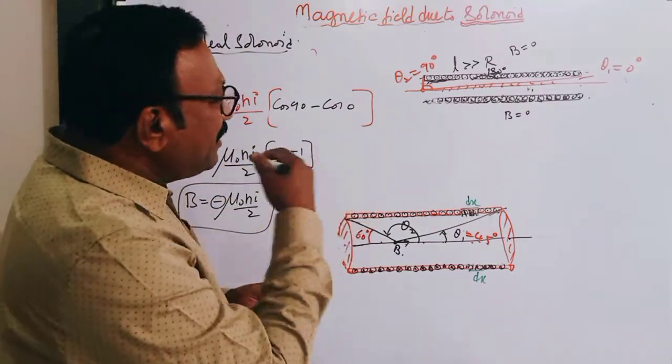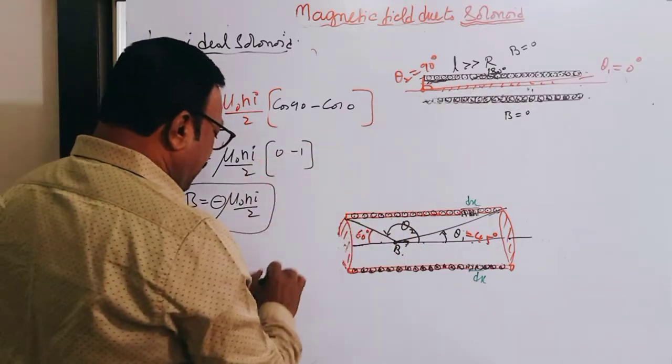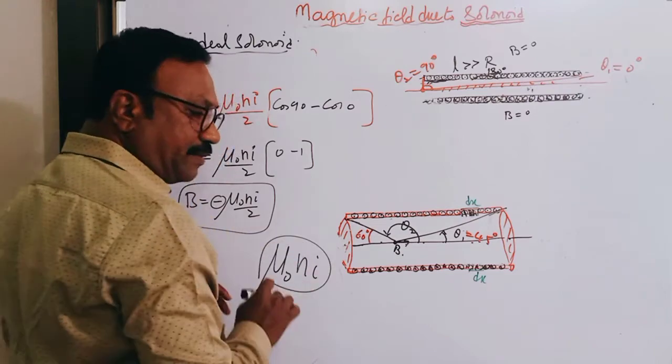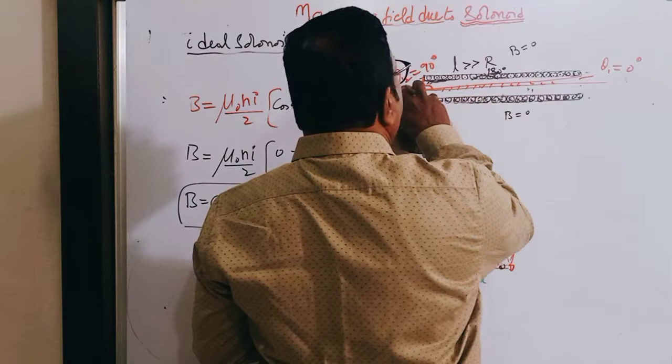But other than the edges, in the middle, the field is always mu naught n i only. It is a uniform field, I already told you. So a uniform field exists there. So how will I draw the diagram of the field here? See, it will be like this.